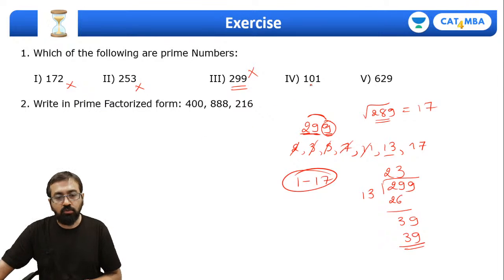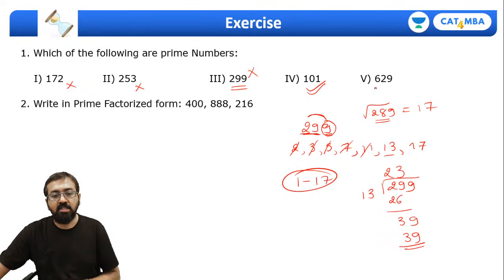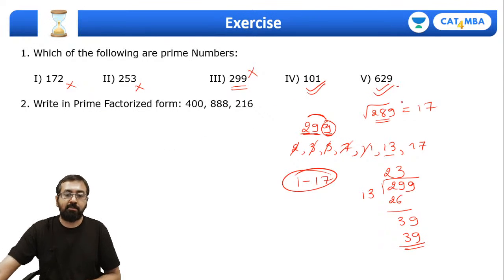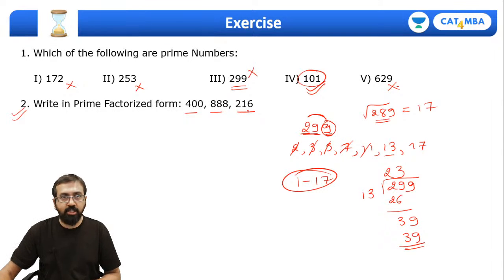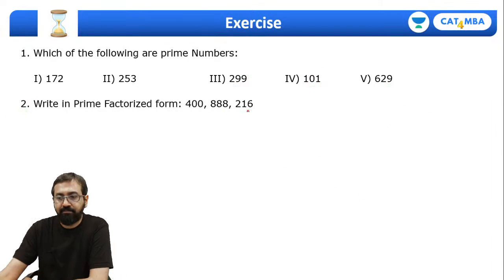Yes. So 101, yes, that's a prime number. 629 is also not a prime number. It's divisible by something. So there is only one prime number. I hope all of you could identify this. Now this one, please quickly write these numbers in the prime factorized form. Everyone quickly do it, the prime factorized form.